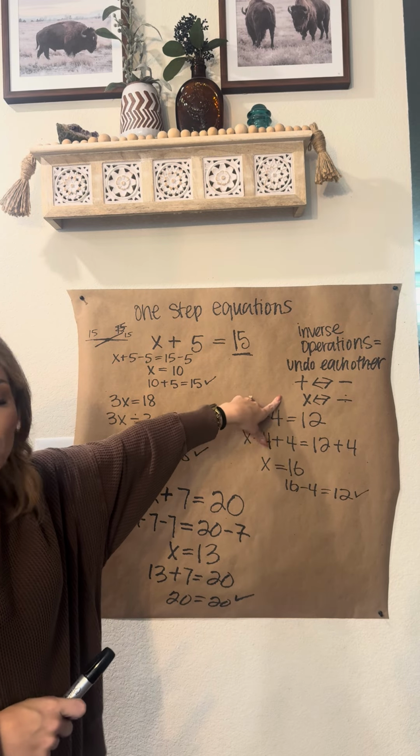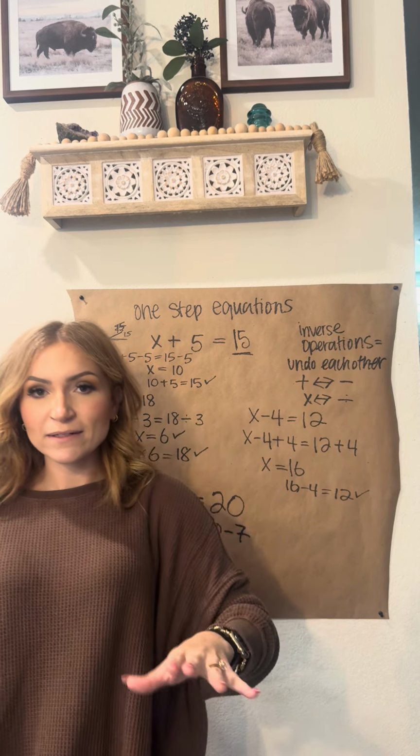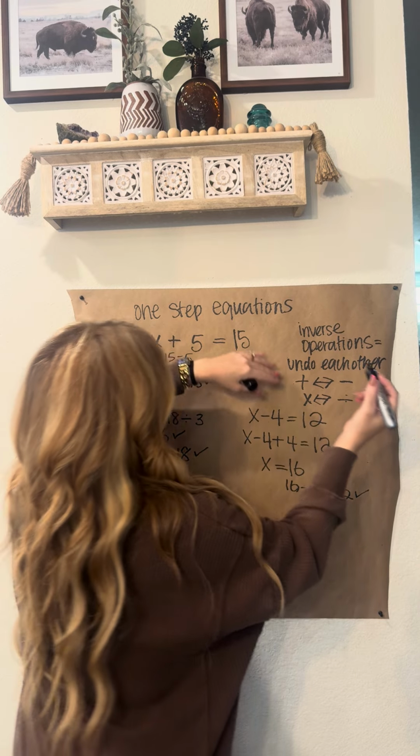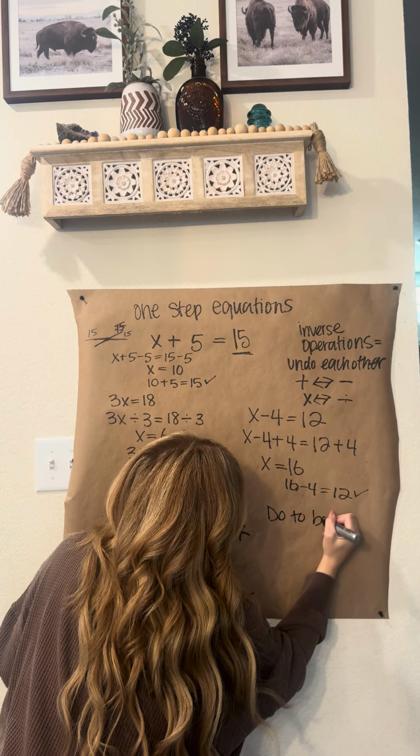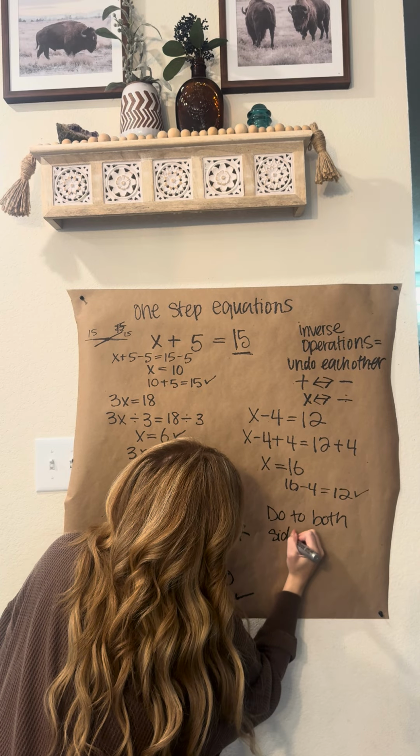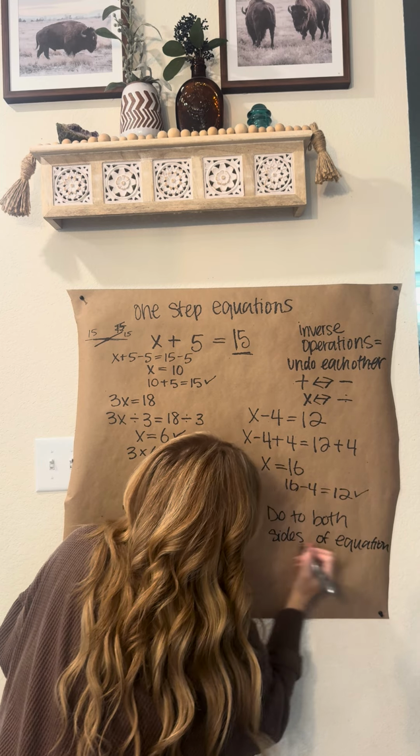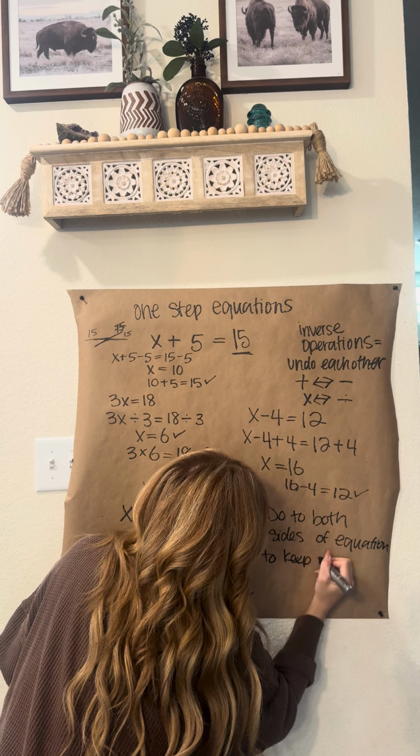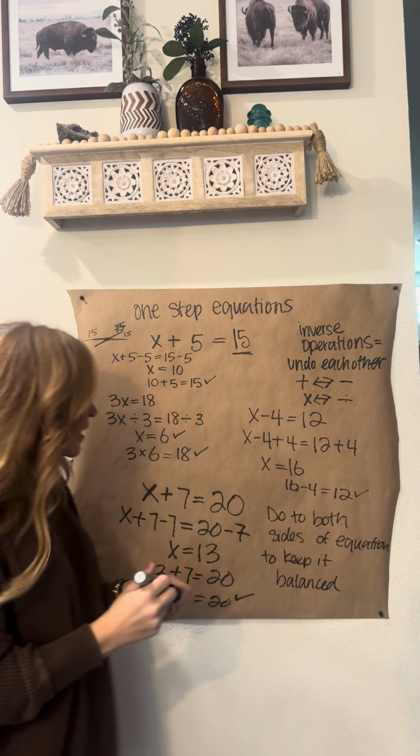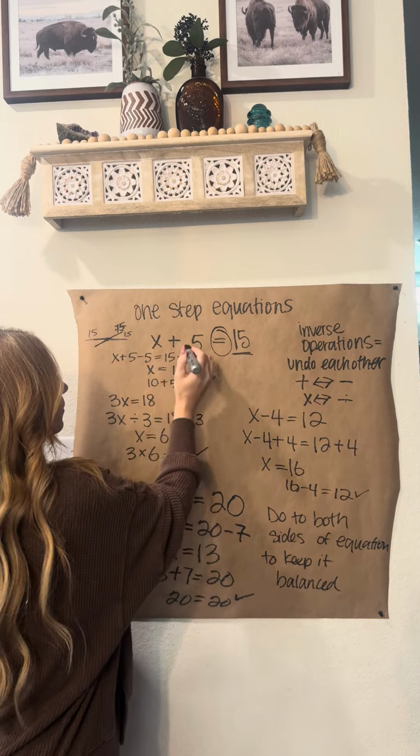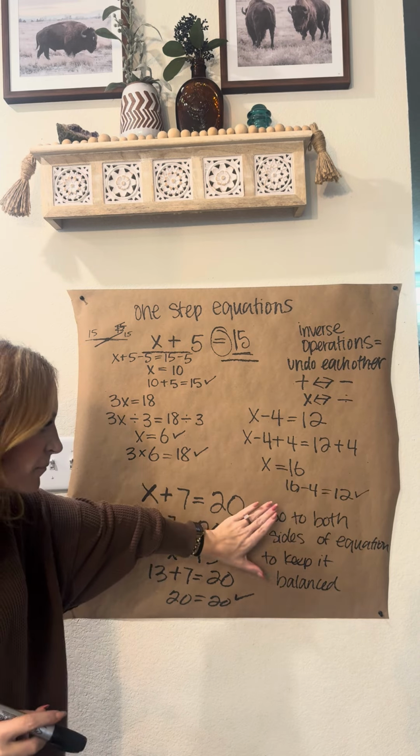This is your thing you wanna remember. Your inverse operations, these are gonna undo each other. But also write down, we've gotta do it to both sides of the equation to keep it balanced. That's very important because your equal sign, you want both sides to be balanced, okay? Very important. These two things are the things that you guys gotta bring with you tomorrow.